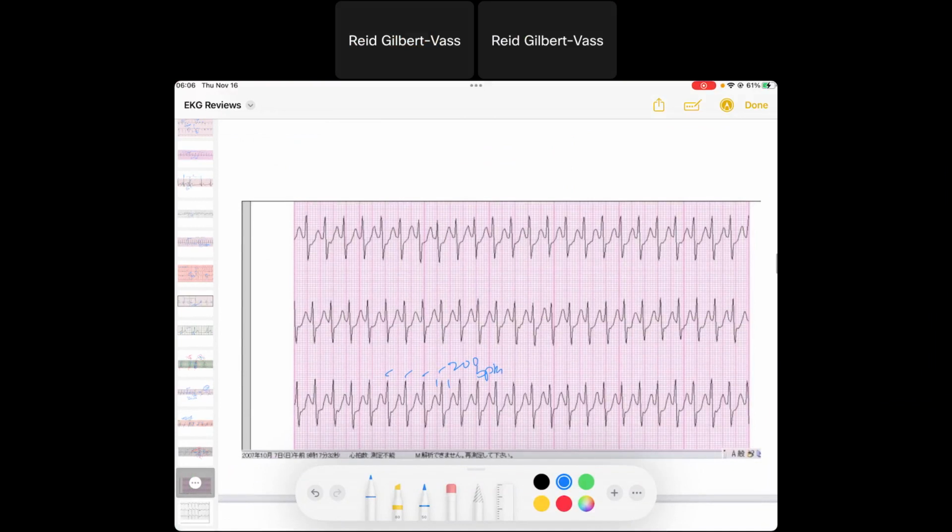And so here, just to recap where we were, we've got this narrow complex tachycardia. It's fast, about 200 beats per minute. Narrow complex makes me think that it's utilizing the normal His-Purkinje system, and because of that, I might think that this is a supraventricular tachycardia. It's very regular. So we'll call this SVT.